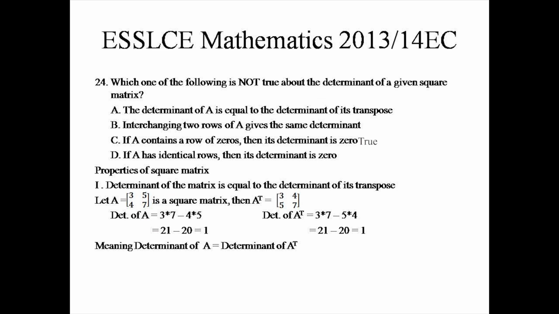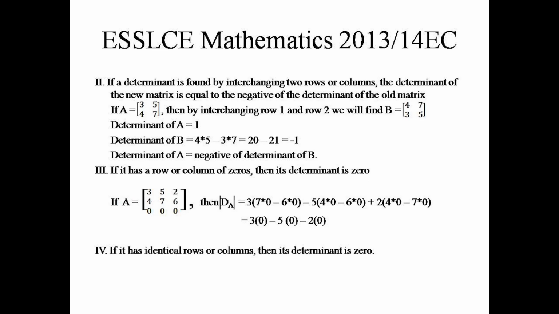The fourth property of a square matrix: if a square matrix has identical rows or columns, then its determinant is 0. Let matrix C be a 3 by 3 matrix having elements of first row 3, 5, 3, elements of second row 4, 7, 4, and elements of third row 1, 2, 1. In this matrix, column 1 is equal to column 3.